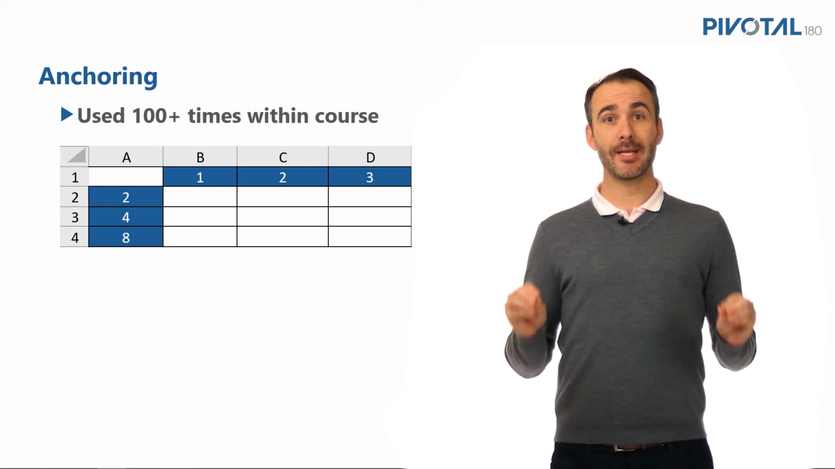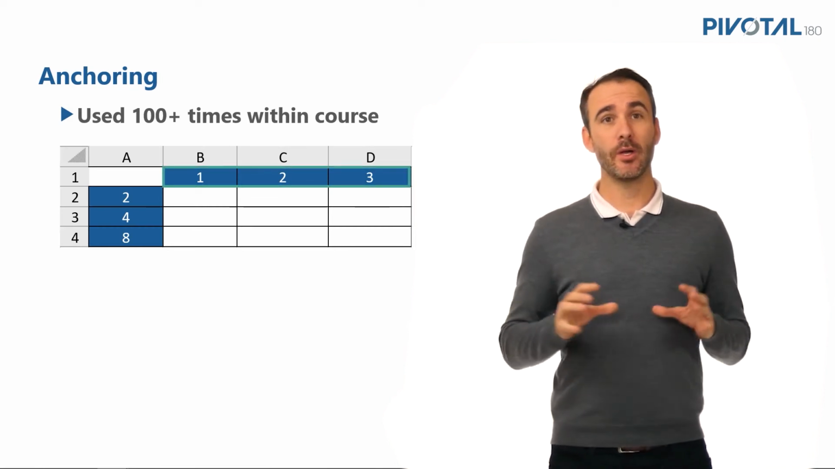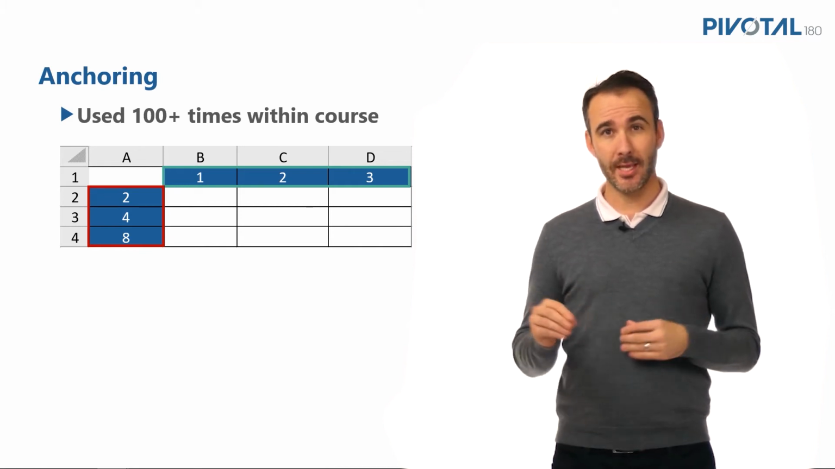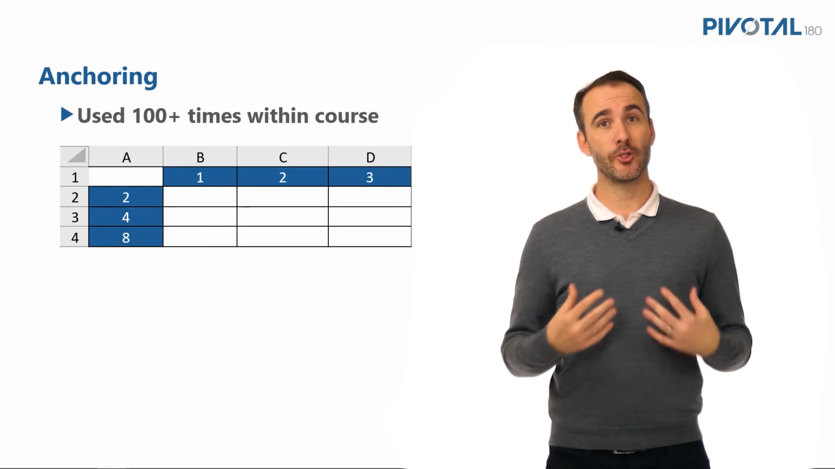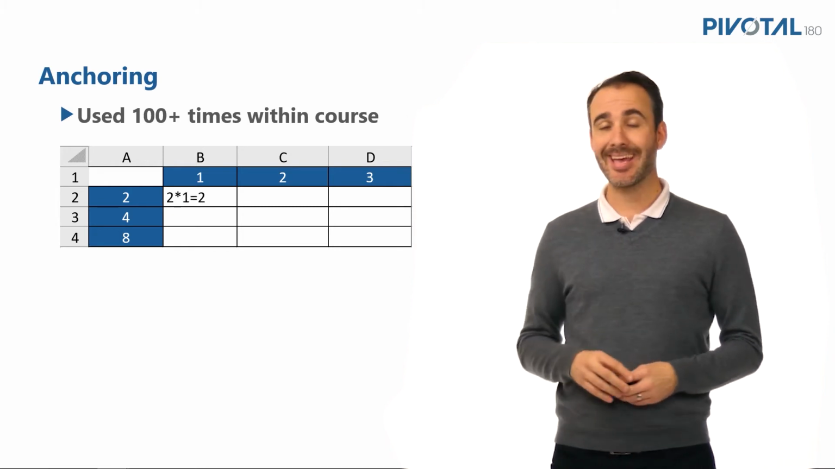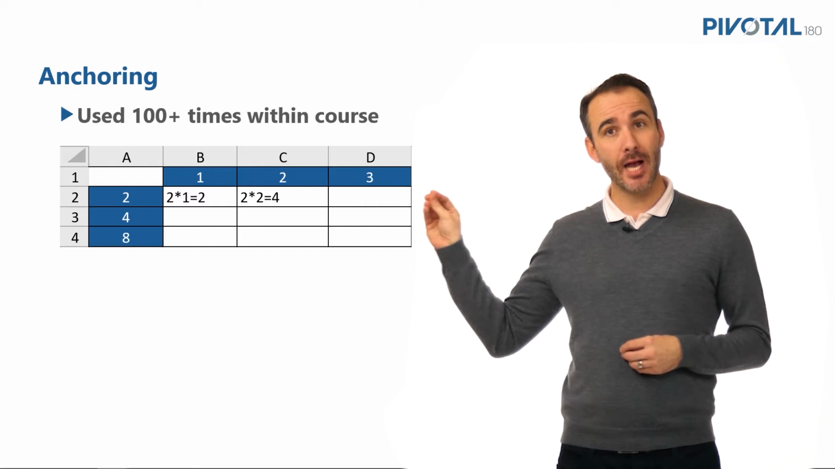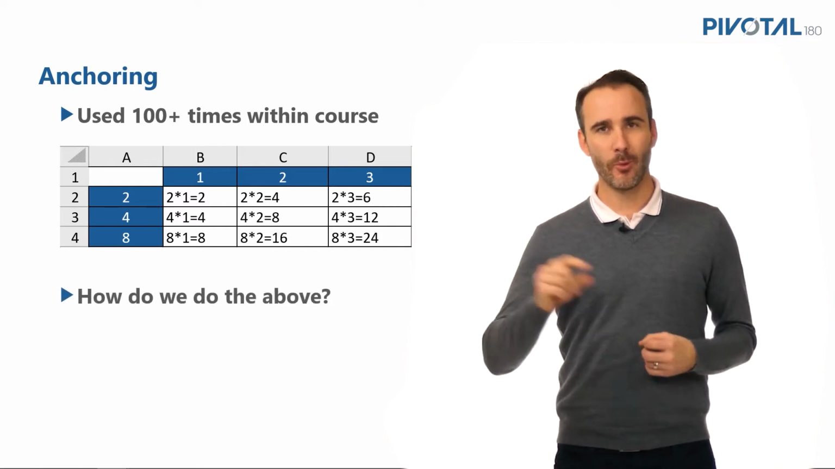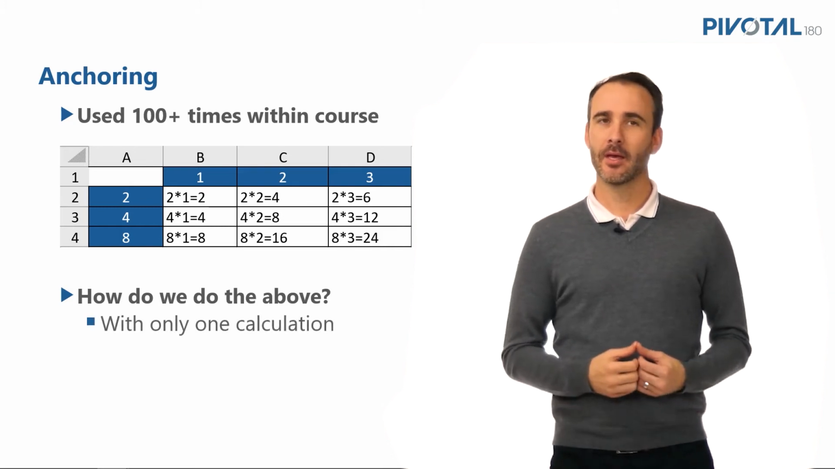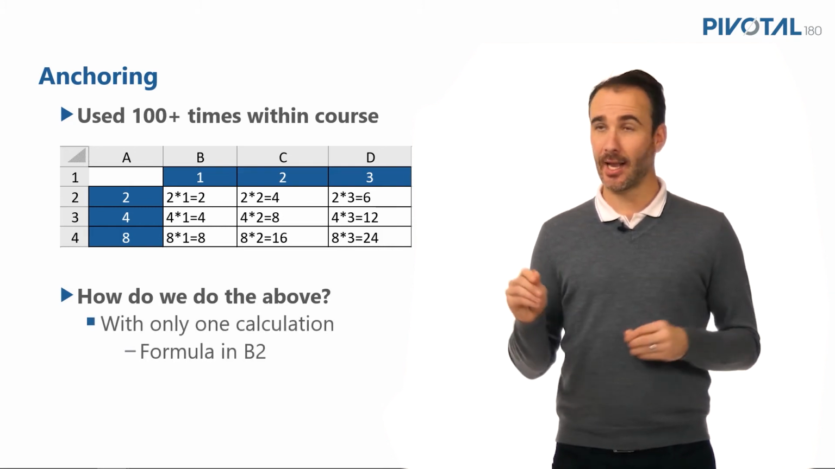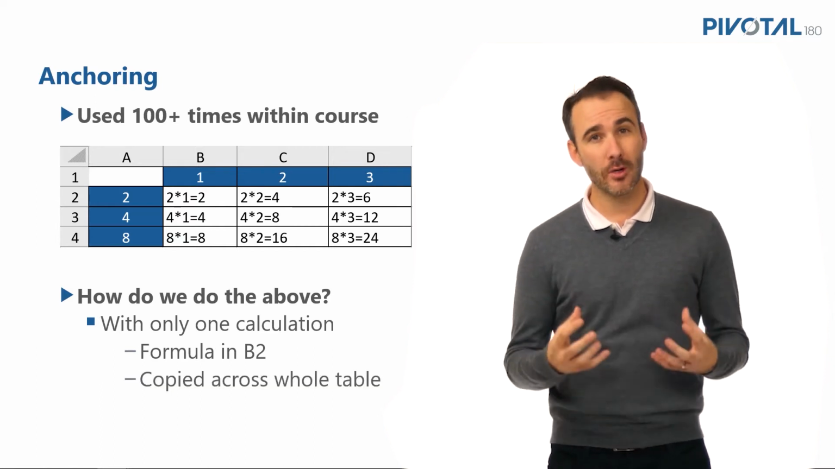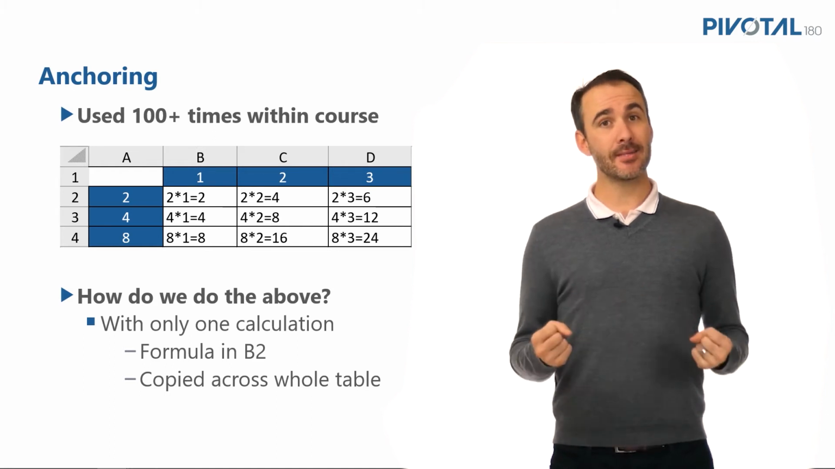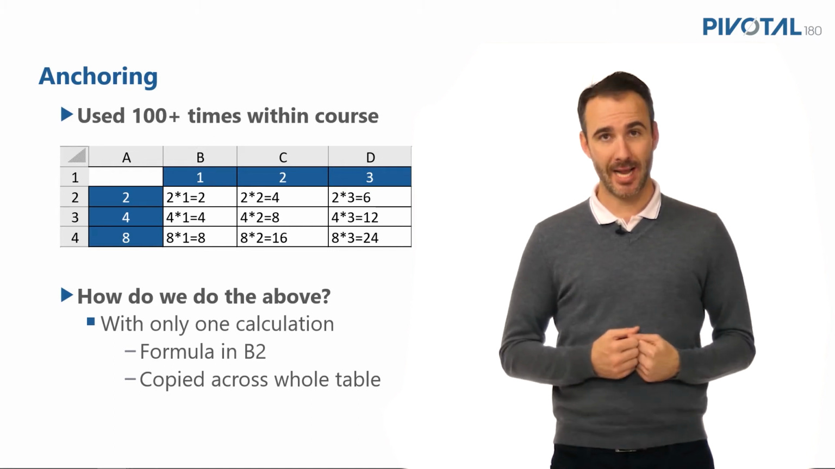Here, we want to multiply cells B1 to D1 with A2 to A4. For example, we want to see 2 times 1 in B2, 2 times 2 in C2, and 2 times 4 in C3. How do we do this with only one formula within this whole table? We will create a single formula in cell B2 and copy it across the rest of the table. To understand this in more detail, let's now go into Excel and see how best to approach the challenge.